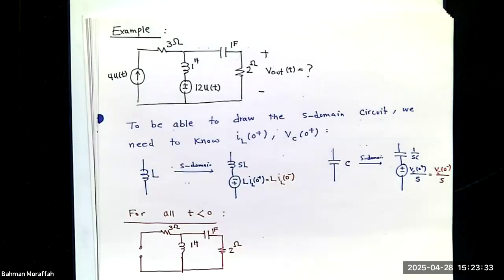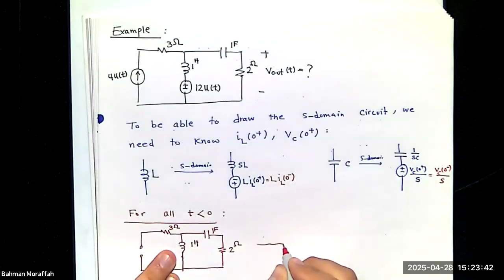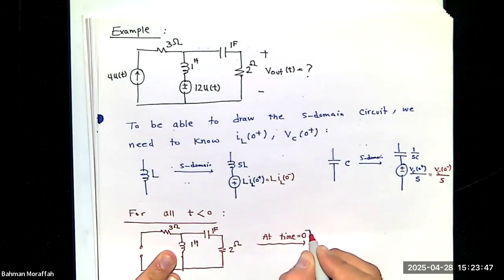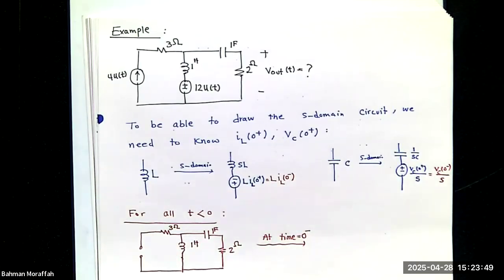What happens to the circuit at time exactly equal to 0 negative? We're in a steady state condition. What happens to an inductor in a steady state condition? It's a short circuit. What happens to this capacitor then? It's an open circuit. So we're in a steady state condition.